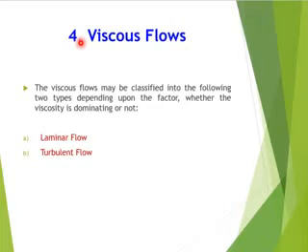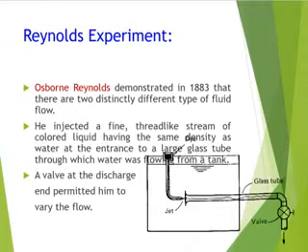Another flow characterization is according to viscosity. So what are viscous flows? Viscous flows may be classified into the following two types depending upon whether the viscosity is dominating or not: laminar flow and turbulent flow. Most of you may be familiar with the Reynolds number, or may have heard the name of the scientist Osborne Reynolds. He is the scientist who demonstrated an experiment to distinguish these two types of flow. Let's have a look at his experiment.